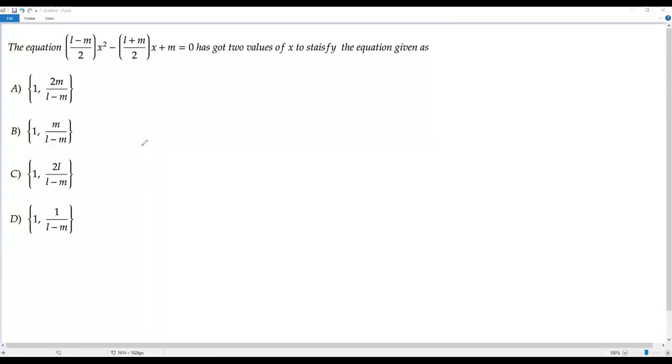Here we have a SAT math problem. Okay, let's go to the question. The equation (L − m)/2 times x squared − (L + m)/2 times x + m equals 0 has two values of x that satisfy the equation, given as.